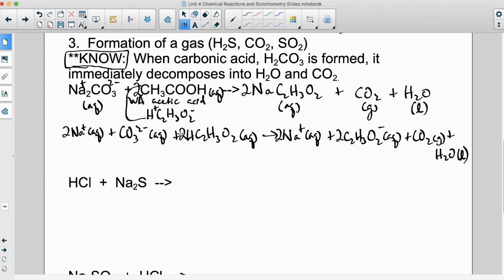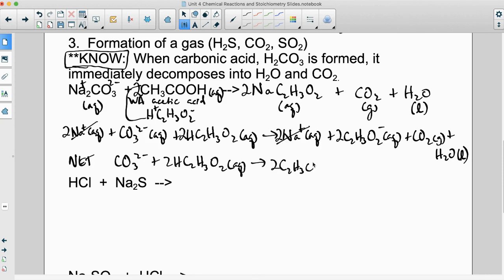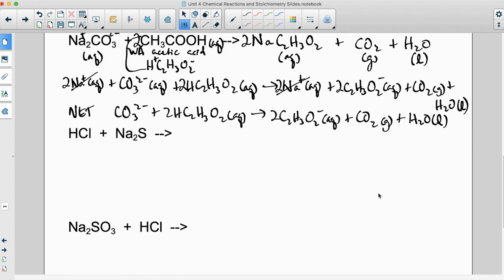Okay, so when we look at this, what cancels out? The Na+ is a spectator ion, and nothing else cancels out. So the net ionic here is CO3 2- plus 2HC2H3O2 aqueous forms 2C2H3O2- aqueous plus CO2 gas plus H2O liquid. Okay, so there's our net ionic reaction.